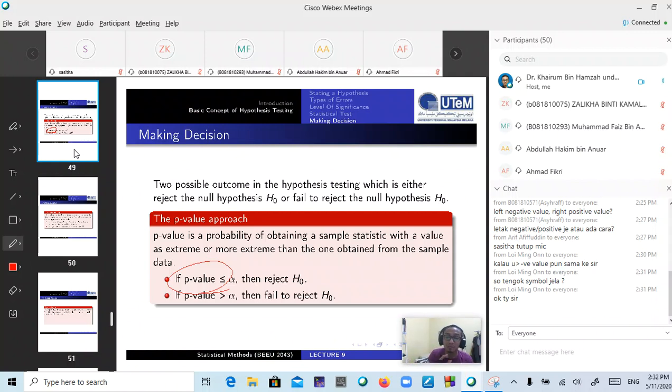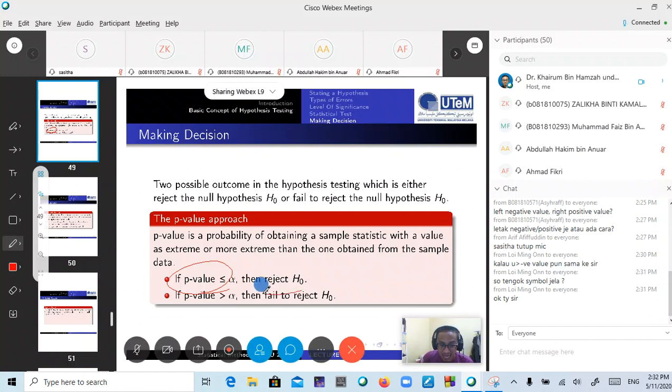If we are using the p-value, as I mentioned before, we have two approaches to solve hypothesis testing: the critical value approach or the p-value approach. In the p-value approach, when we find the value of p and it is less than alpha, then we reject H0. If the p-value is greater than alpha, then we fail to reject H0. It depends on the p-value.